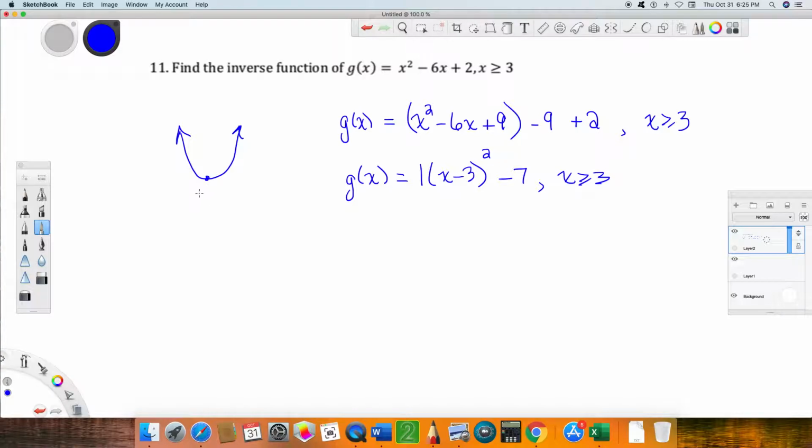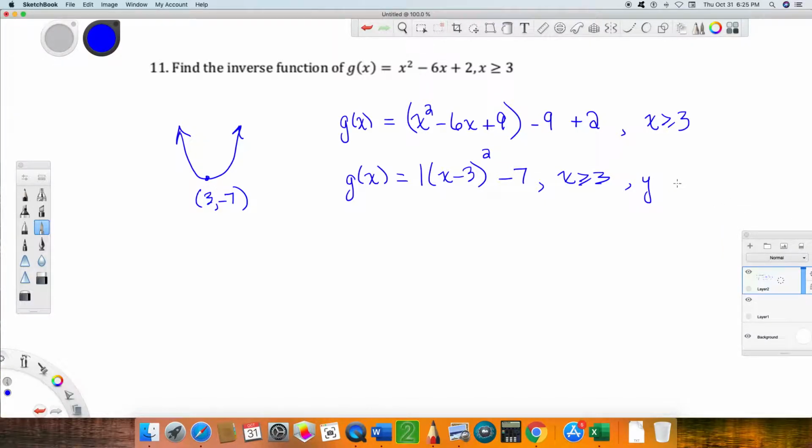The x-coordinate of this vertex is 3, and the y-coordinate of the vertex, what are we adding? We're adding a negative 7. So I know that the y-coordinate of the vertex is negative 7. So this graph lies entirely above that negative 7 or at that negative 7. So I know the range of this is greater than or equal to negative 7. I don't necessarily have to write it in interval notation. I can just leave it in x and y. And let's come back and not use the function notation, but call it y.